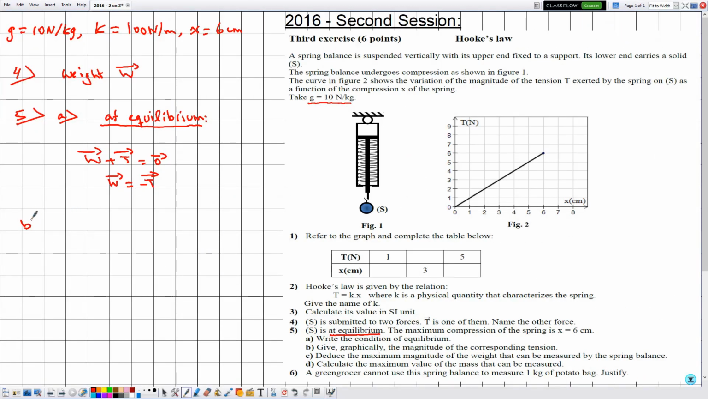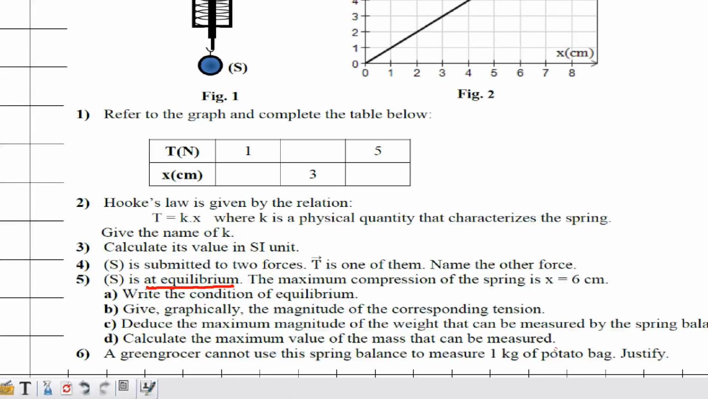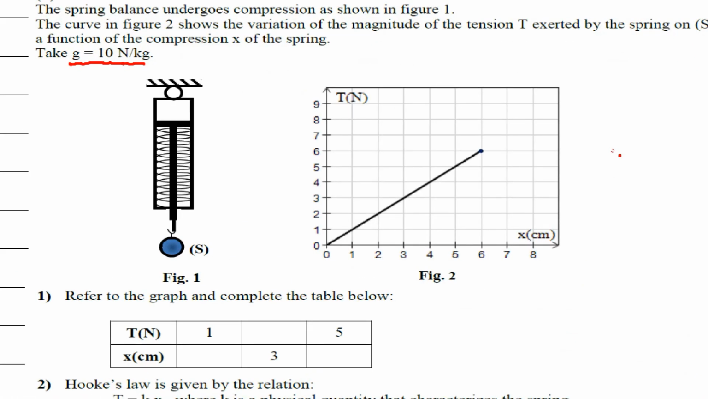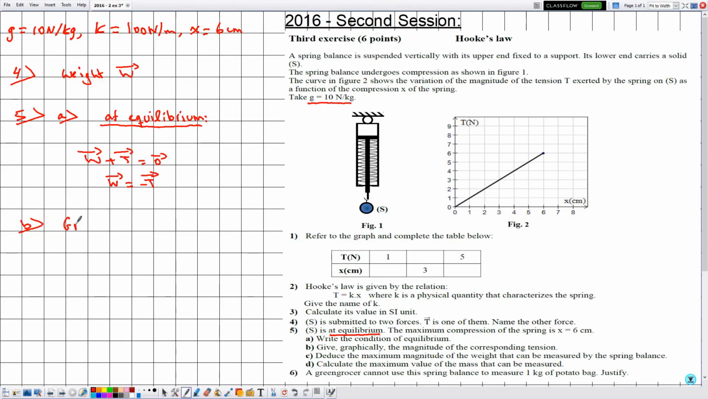Now part B, give graphically the magnitude of the corresponding tension. By the corresponding tension, they mean the tension corresponding to the value of the maximum compression of the spring, which is given by x equal to 6 centimeters. So in order to determine the value of the maximum tension, we need to know the value of x, which corresponds to the maximum compression. In other words, we need to use the graph. So let's say graphically.